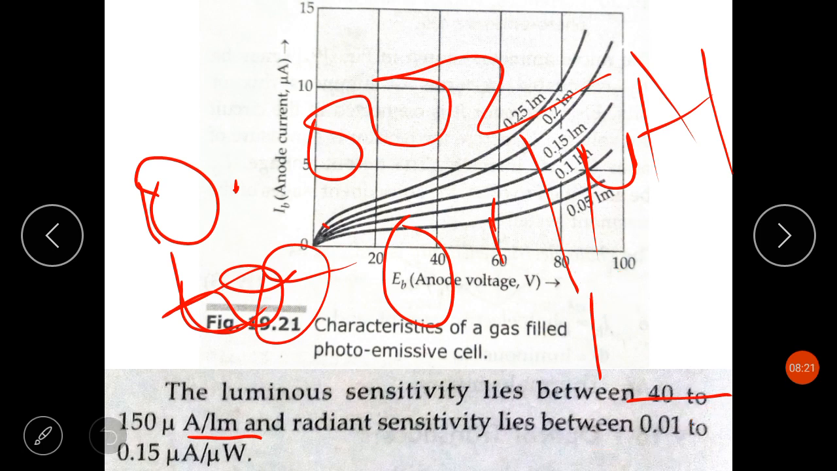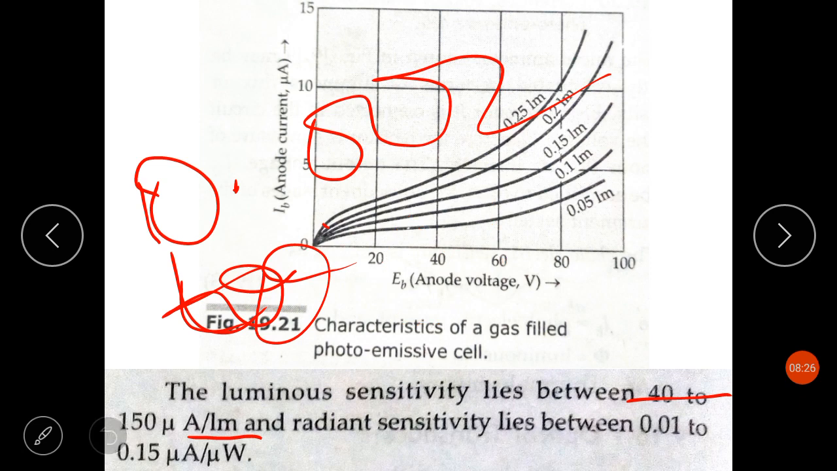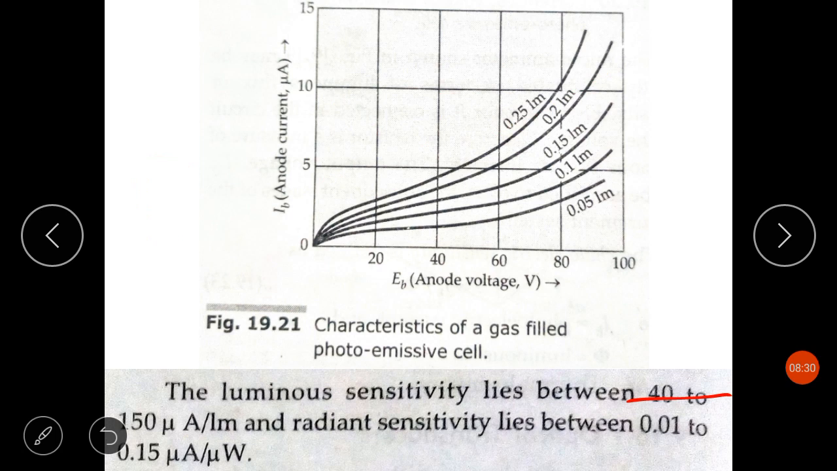So this is how the gas type photoemissive cell, or gas type photoelectric cell, increases the sensitivity over the vacuum type photoemissive cell, just because we have introduced an inert gas in this glass envelope.